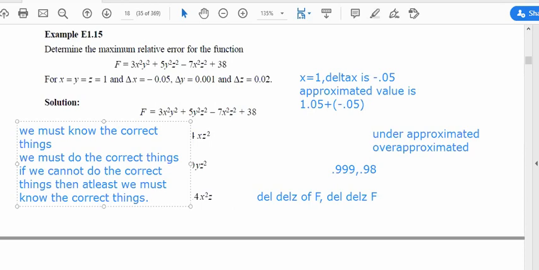If we cannot pronounce it, if sometimes we forget, if we say del f, del x, it is okay. But you know that we have pronounced it wrongly. It should be del x f.